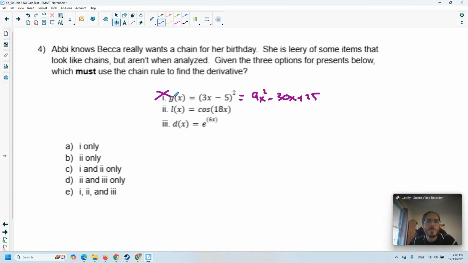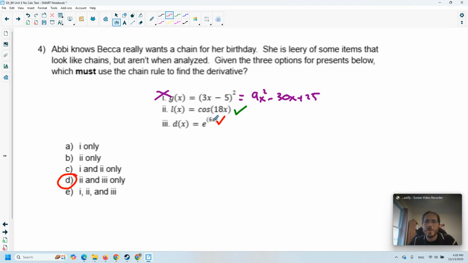So the G is not correct. For L, we have a cosine and something in a cosine. There's no way we're going to get this thing out of the cosine, so we're good to go. Same deal up here. We can't really get this 6x out of this E, so we're good to go there also. So we're going to want to pick 2 and 3.